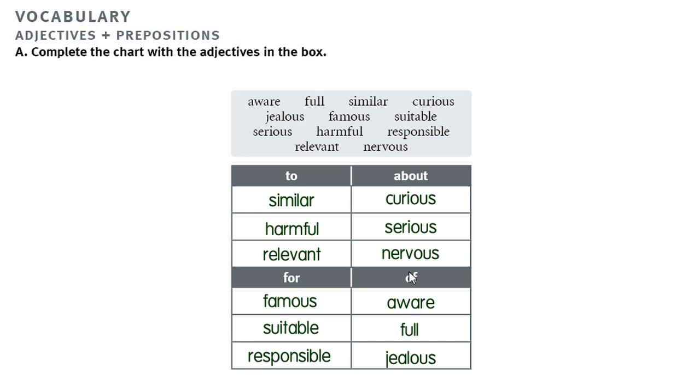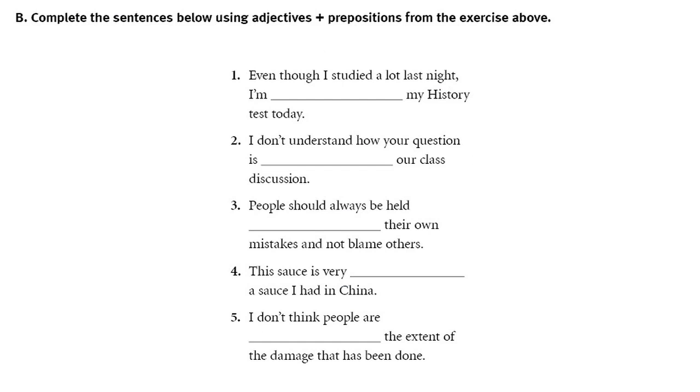Nervous about. متوتر حول. Famous for. مشهور بـ. Suitable for. ملائم لـ. Responsible for. مسؤول عن. Aware of. عالم بـ. Full of. مليء بـ. Jealous of. الغيرة من. B. Complete the sentences below using adjectives plus prepositions from the exercises above. استخدم صفة وظرف للجمل التالية.